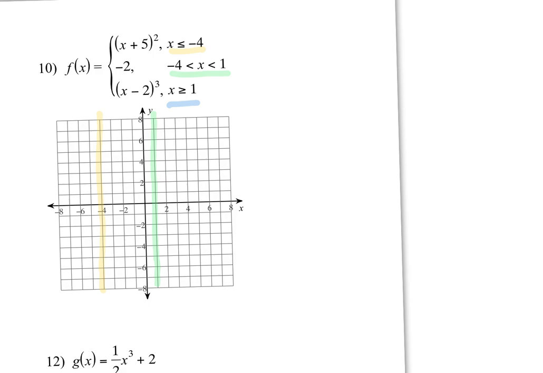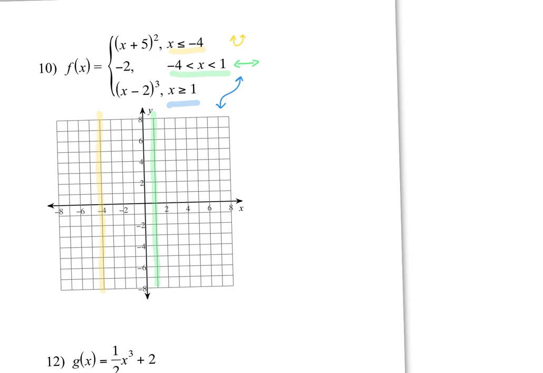And then I want to try to get a visual of what type of function it is. This is where your parent functions come into play. I know that an x squared is going to be a parabola. I know that just a negative 2 is going to be a horizontal line. That's a constant function. And I know that the cubed function is going to be a little guy like that. So I have gotten a visual of the parent functions, all right?